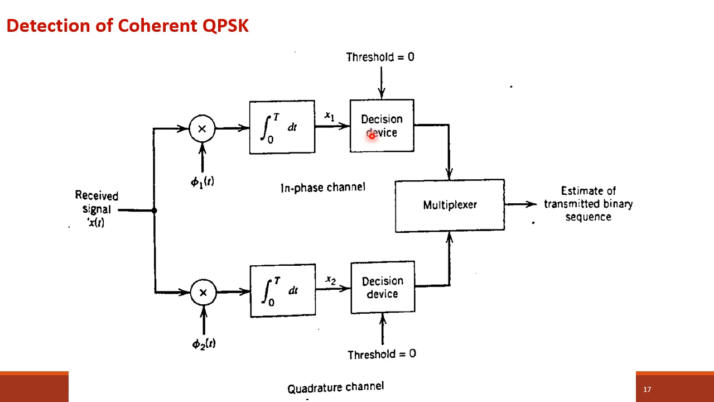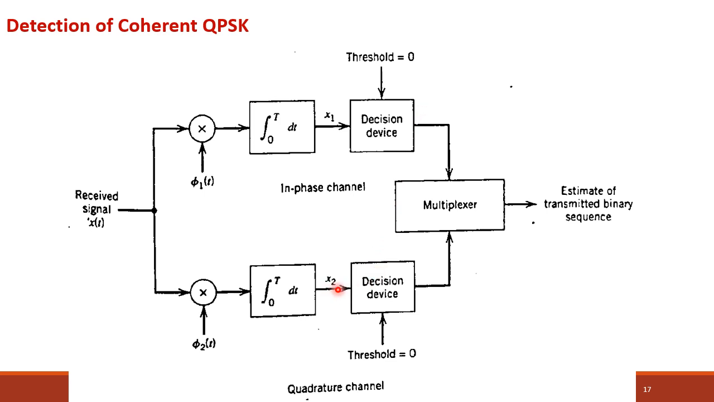This is then given to a decision device. So x1 is given to a decision device where it is compared with a threshold of 0. If x1 is greater than 0, the receiver takes a decision that 1 is transmitted. If x1 is less than 0, you take a decision that 0 is transmitted.